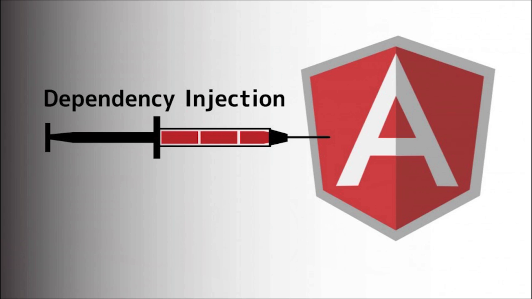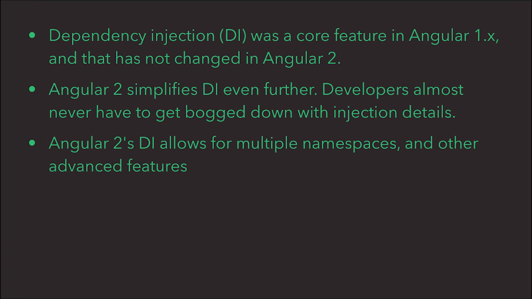All right, thanks, Varun. Dependency injection is basically a simple means of organizing all your bits of code that actually create stuff and centralizing it in your framework so that it can be distributed to your other components and services, and then they don't have to worry about implementation details and other specifics of construction. Dependency injection was a core feature in Angular 1.x, and that has not changed at all in Angular 2. One of the main changes, though, is that Angular 2 has simplified Angular 1's dependency injection further.